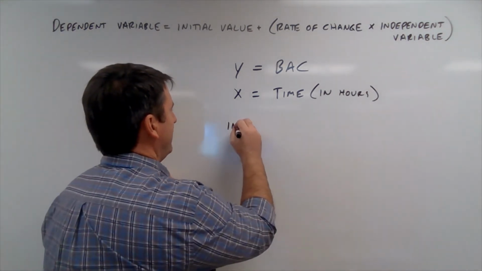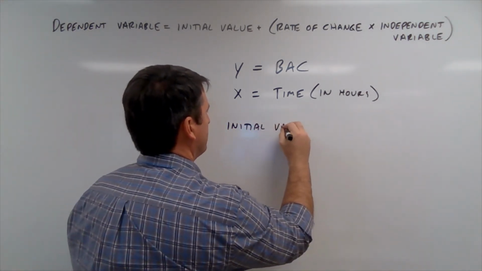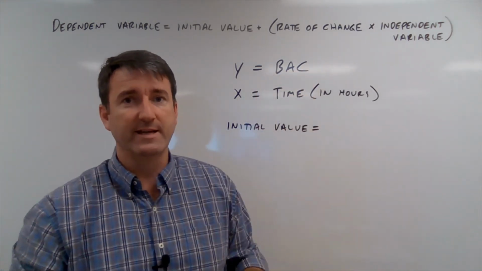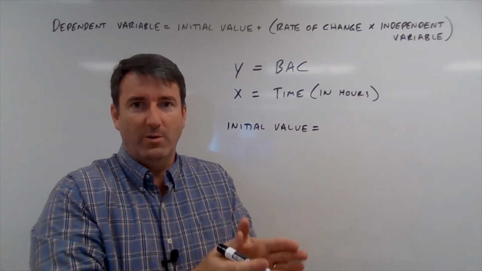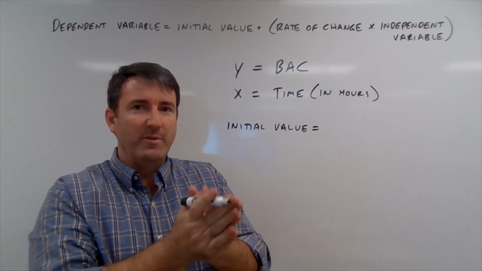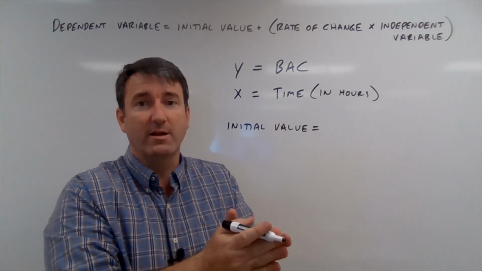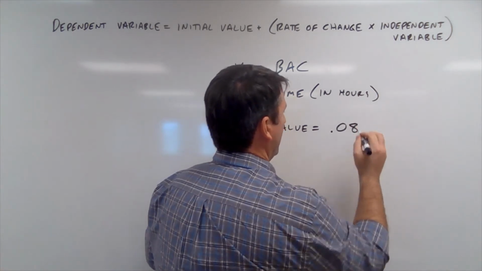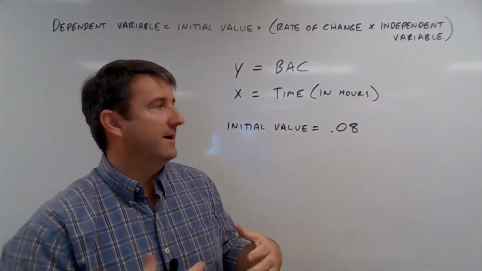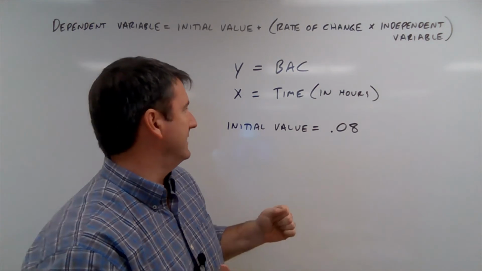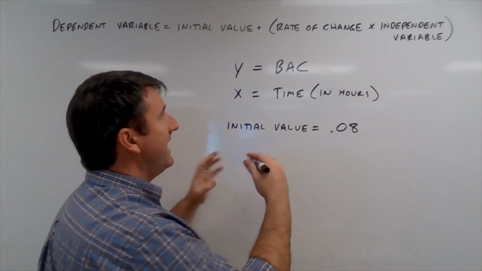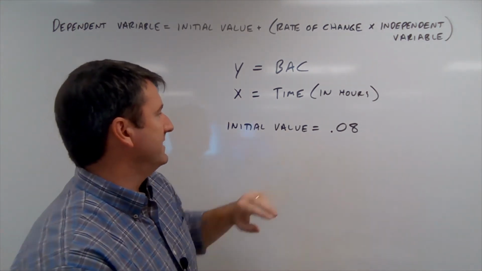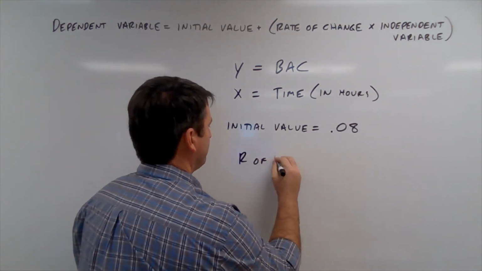And so our initial value is going to be the dependent variable, the blood alcohol content, at time 0. And we're measuring time from the point that the peak blood alcohol content was reached. So our initial value is going to be that maximum of 0.08. And so then next, after we found our dependent variable and our independent variable, we've got our initial value. Now we need rate of change.